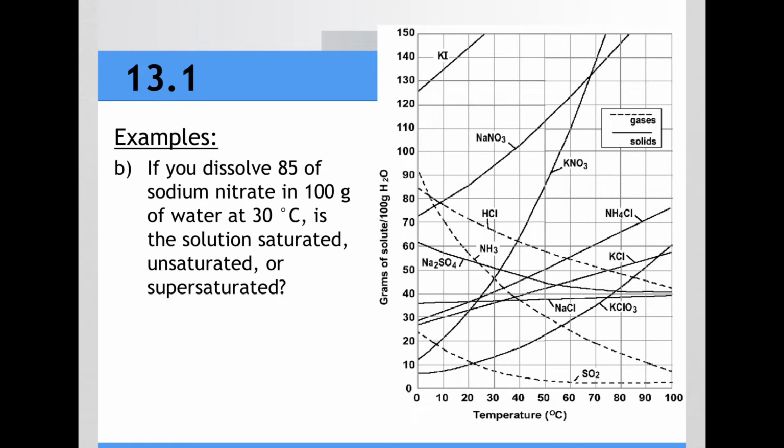Okay, well, what about this one? If you dissolve 85 grams of sodium nitrate in 100 grams of water at 30 degrees, how can we describe the solution? So, sodium nitrate, remember, would be NaNO3, so don't forget your naming and writing rules. So if I go to 30 degrees and trace up, NaNO3 would be right there.